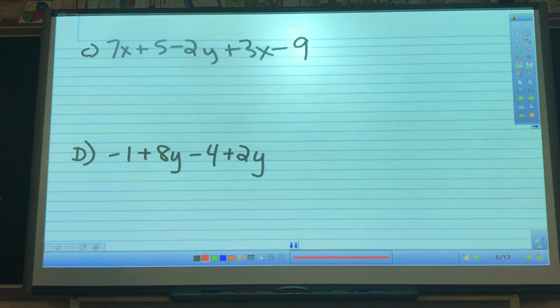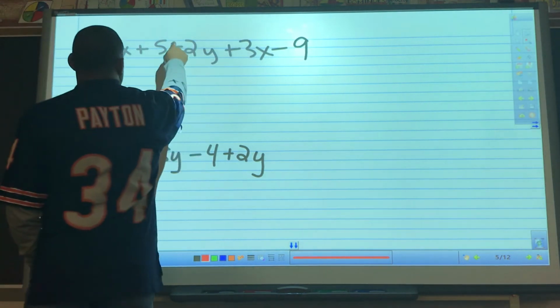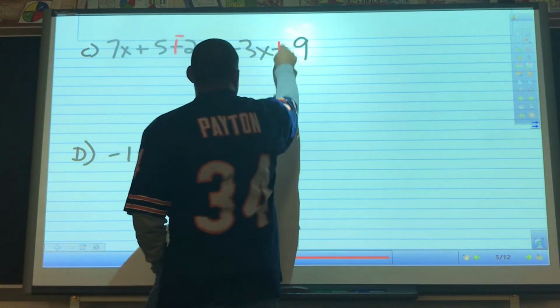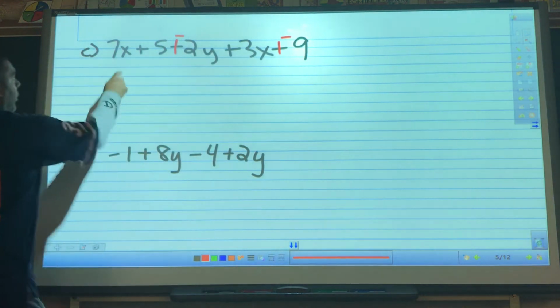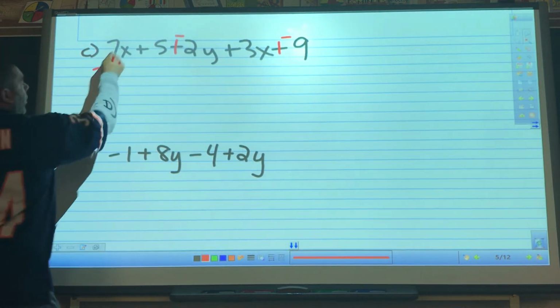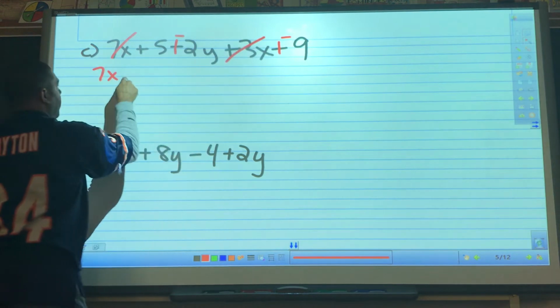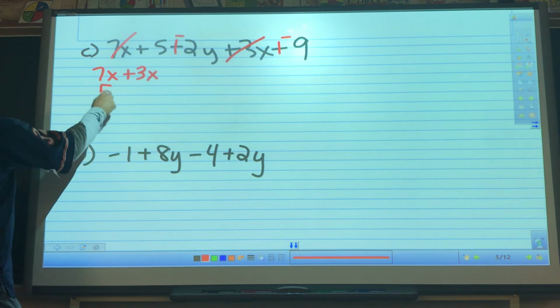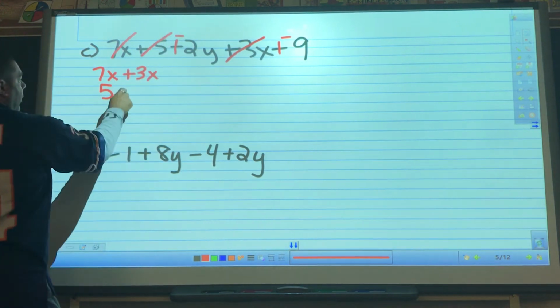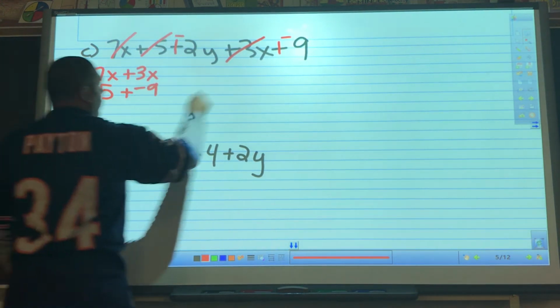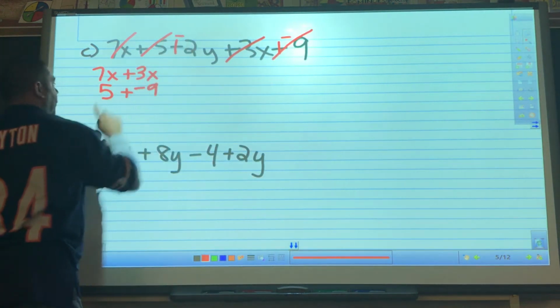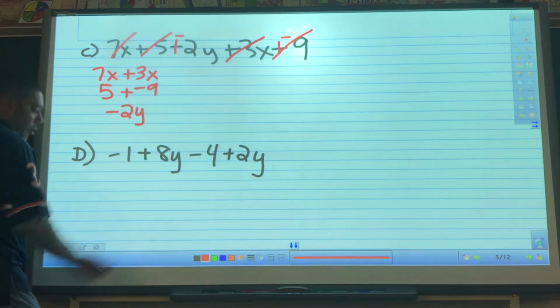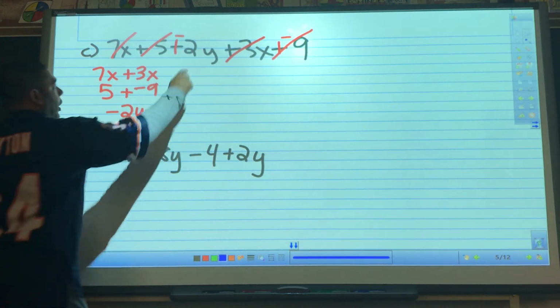Okay, start here. 7x plus 5 minus 2y plus 3x minus 9. First things first, plus negative 2y plus negative 9. We got 7x. 7x goes with positive 3x. Those are done. 5 goes with negative 9. Those are done. And then I can't forget about this negative 2y. Sometimes those get lost if I'm not keeping track.